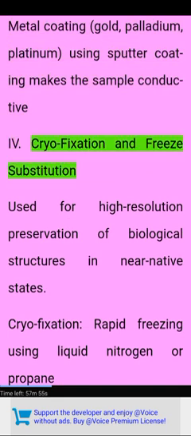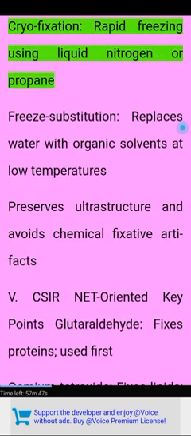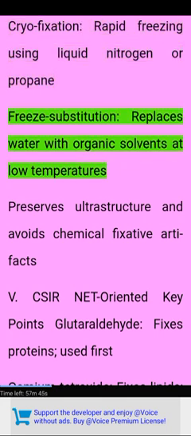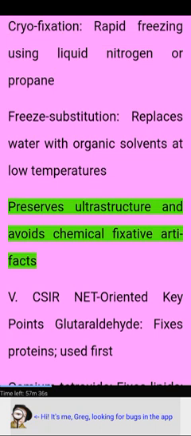Cryofixation and freeze substitution. These are used for high-resolution preservation of biological structures in near-native states. Cryofixation is rapid freezing using liquid nitrogen or propane. Freeze substitution replaces water with organic solvents at low temperatures. This preserves ultrastructure and avoids chemical fixative artifacts.